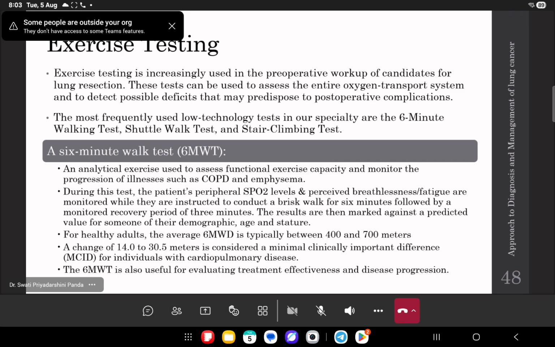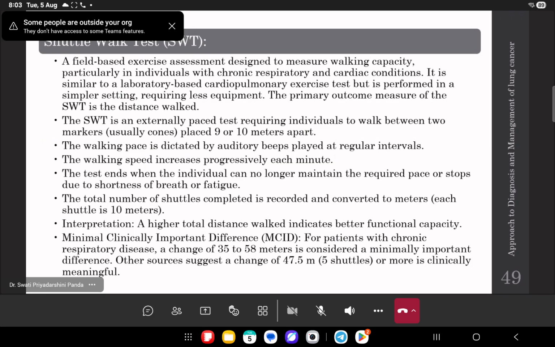The 6-minute walk test is also useful for evaluating the effectiveness and disease progression. The shuttle walk test is a field-based exercise assessment designed to measure walking capacity, particularly in individuals with chronic respiratory and cardiac conditions. It is similar to a laboratory-based cardiopulmonary exercise test, but is performed in a simpler setting requiring less equipment. The primary outcome measure of the shuttle walk test is the distance walked.